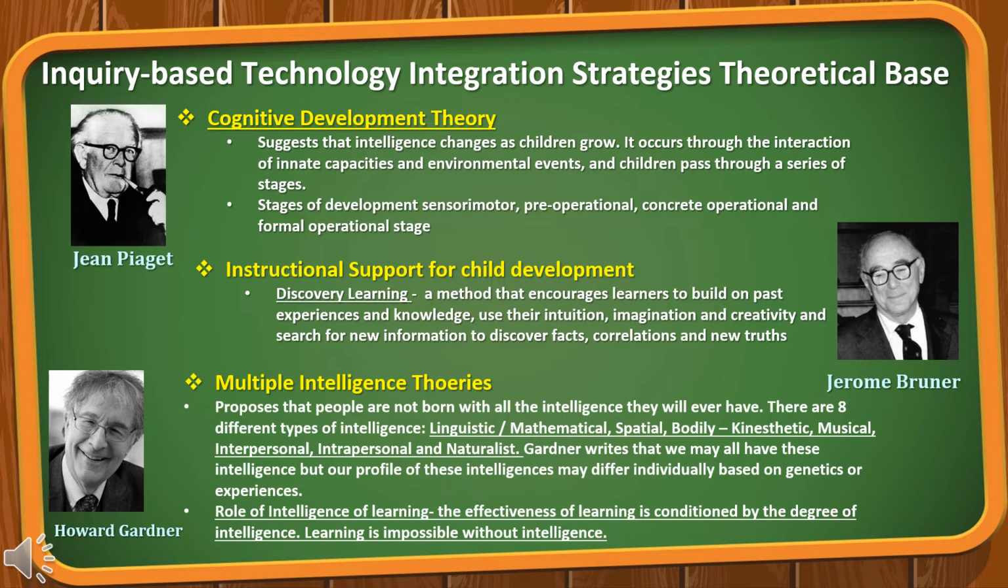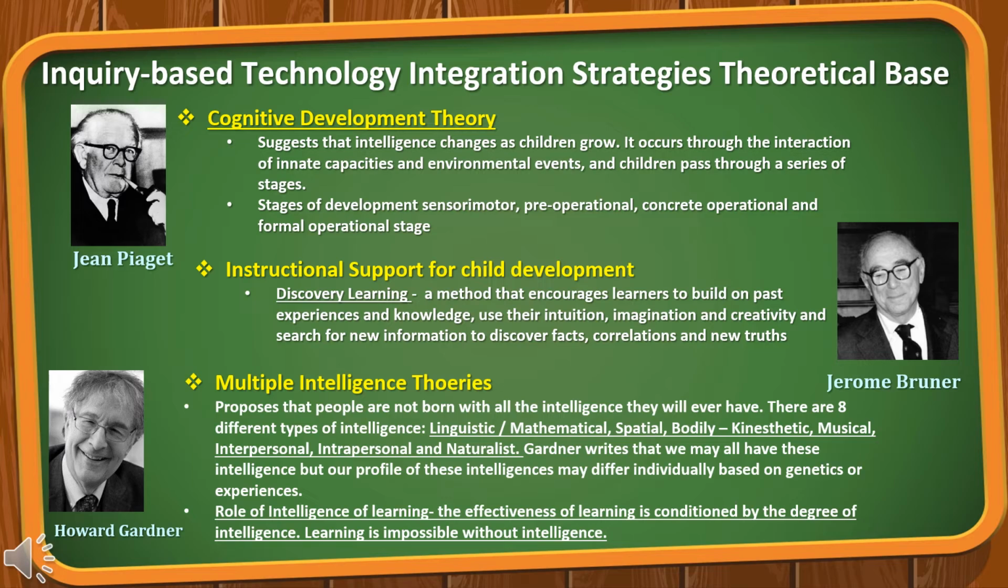For multiple intelligence theories by Howard Gardner, he proposes that people are not born with all the intelligence they will ever have. There are 8 different types of intelligence. First is the linguistic, then the mathematical, spatial, bodily kinesthetic, musical, interpersonal, and naturalistic.